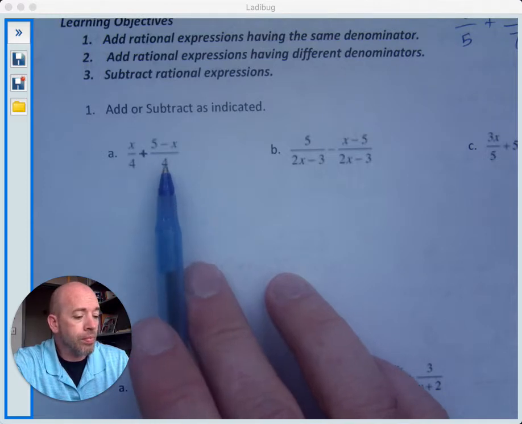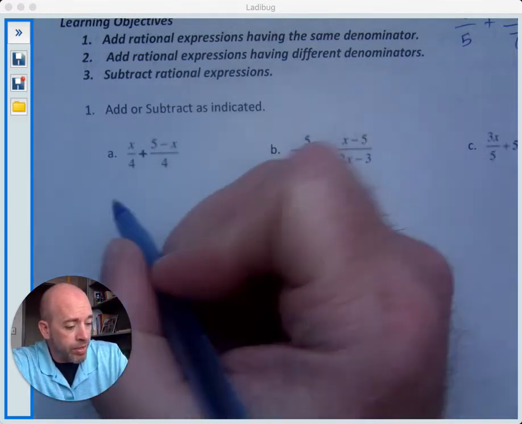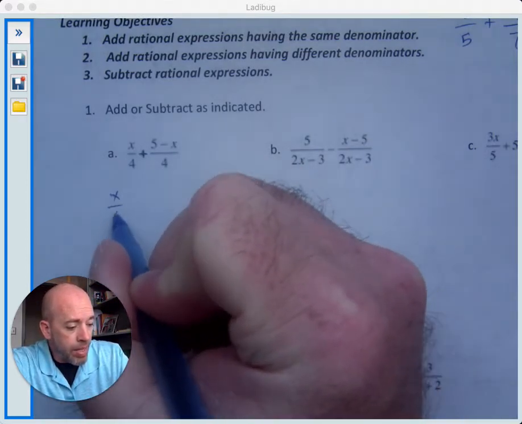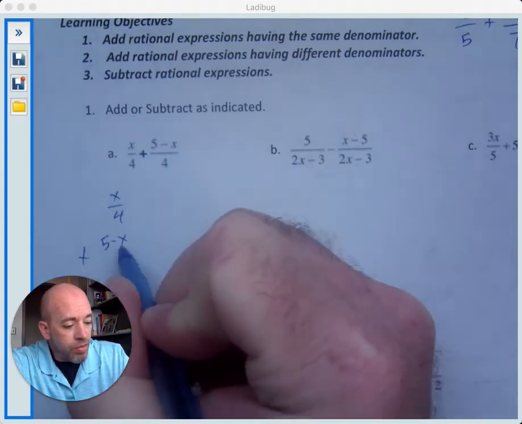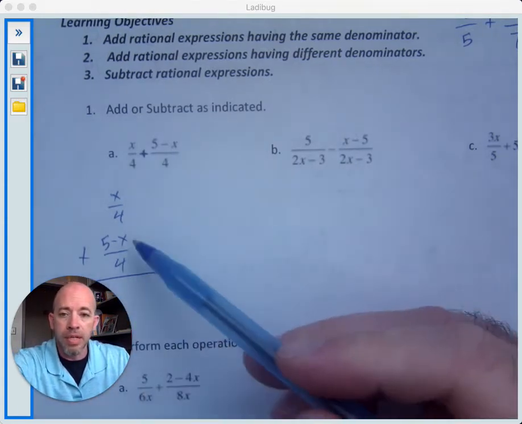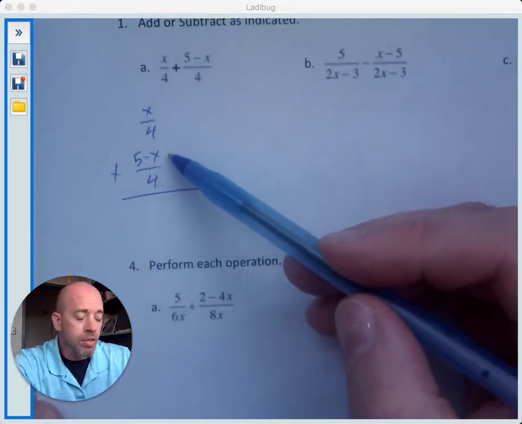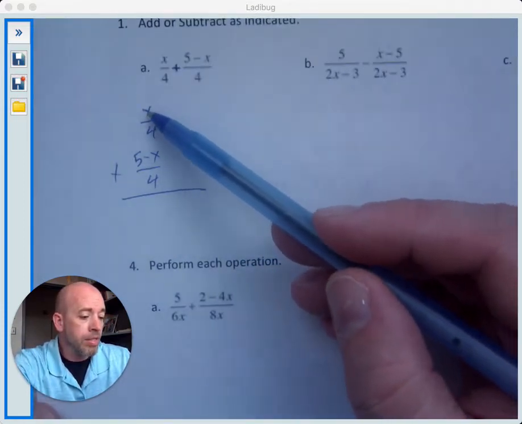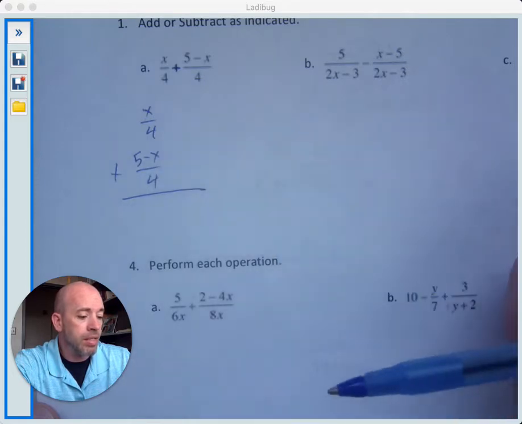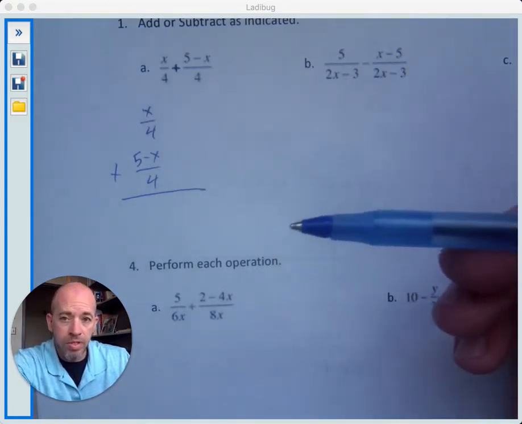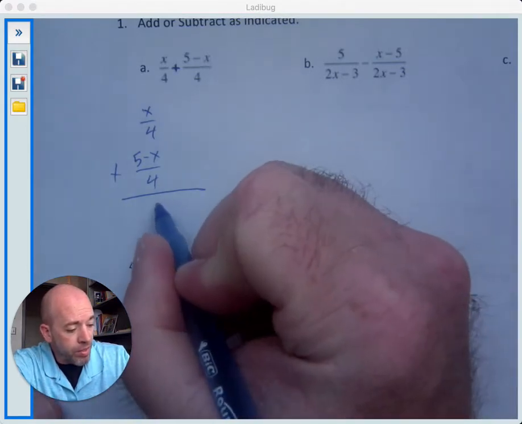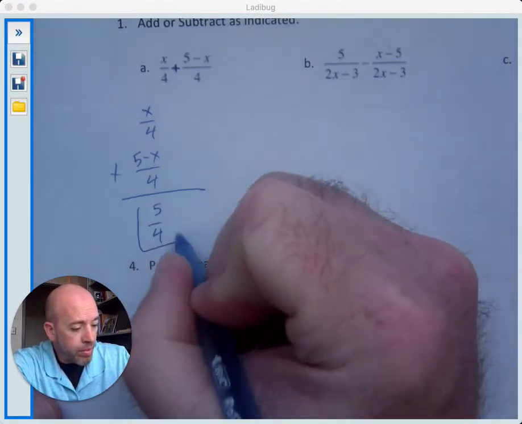So, maybe I'll write this vertically. I like to get in that habit. x/4 plus (5 minus x)/4. They already have the same denominator. We just need to combine the numerators. So if we have x plus 5 minus x, well, what happens? x minus x, those go away. We just have 5, right? So here we just get 5/4. That would be our answer.